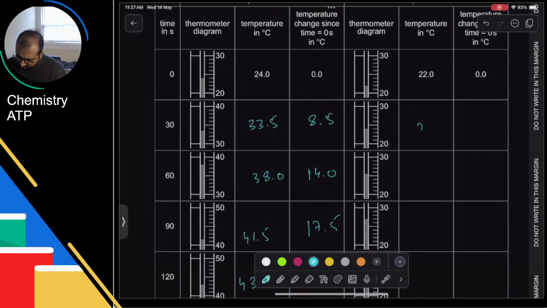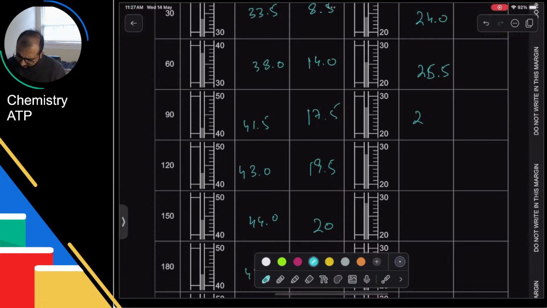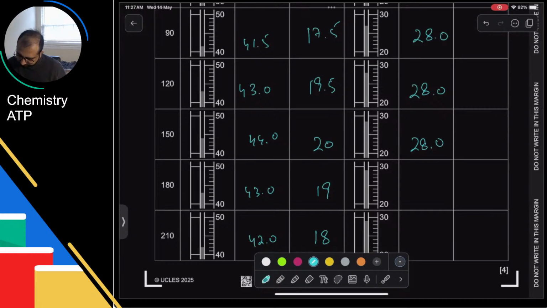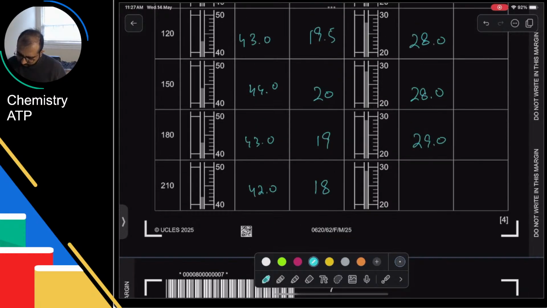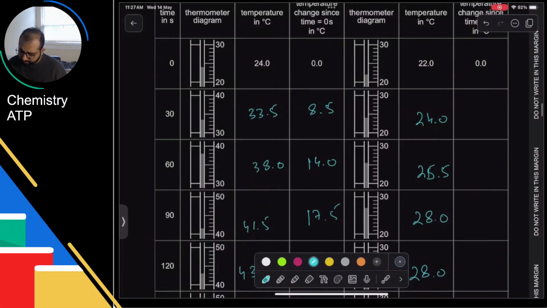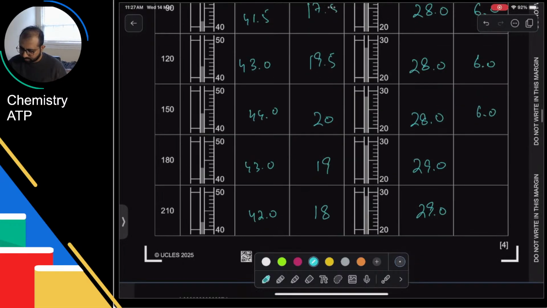Alright, this one 24.0, 21, 25.5, this one is 28.0, 28.0. Wow, same values. And this one's also 29. What's happening here? The temperature is increasing very slowly, and it's also changing very, very slowly. That's what's happening here. Okay, again we subtract them. So 2.0, 3.5, and 6.0, 6.0, 6.0, 7.0, 7.0. Okay, so that's how this is happening.